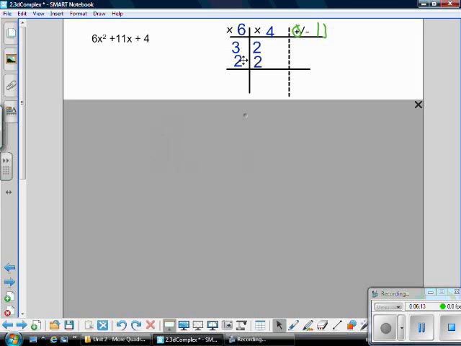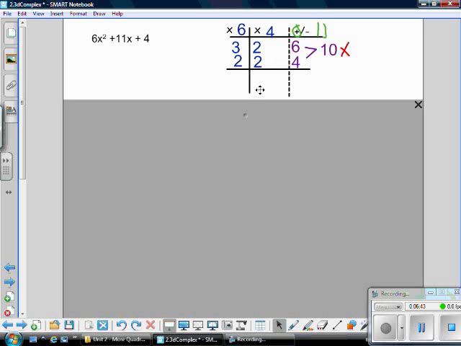So what we do with these numbers then is we actually multiply them. So when I go 3 times 2, I end up with 6. 2 times 2 is 4. However, when I add these two numbers together, I'm going to get a 10 and I wanted 11. So that means that doesn't work for my question. So this combination is not going to give it to me.